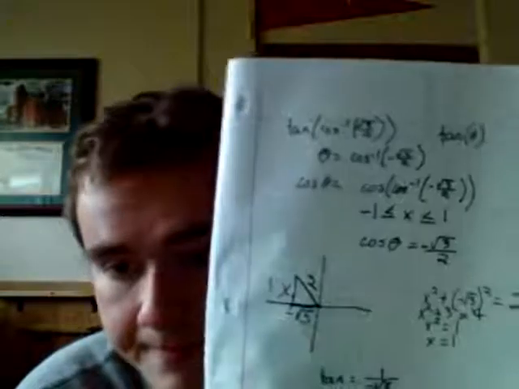Now all you have to do is find opposite over adjacent. So in this case, the tangent will equal 1 over negative root 3. Now obviously you cannot have a radical in the denominator, so you're going to multiply by 1, which is negative root 3 over negative root 3. Like so. And your answer is going to come out to be negative root 3 over 3. So your exact value is negative root 3 over 3.